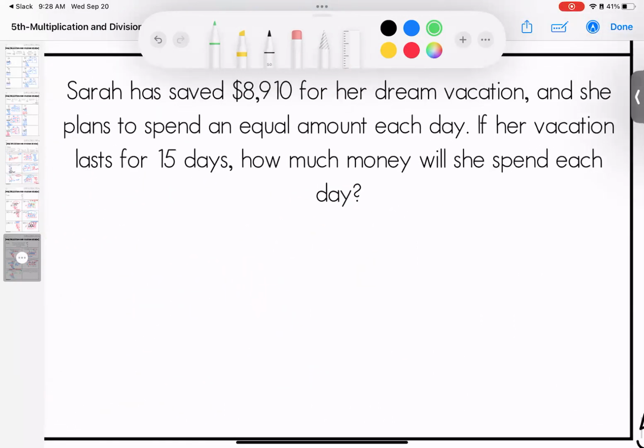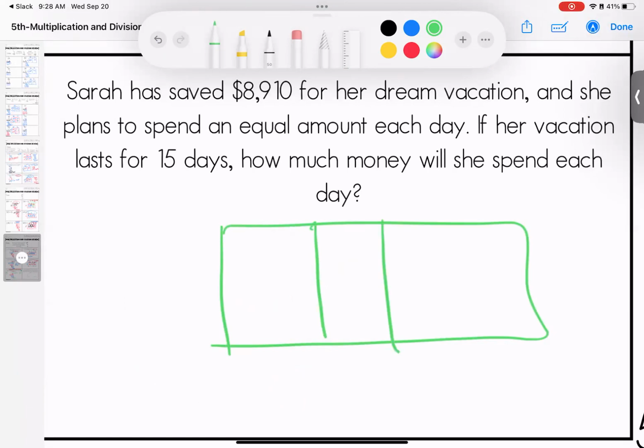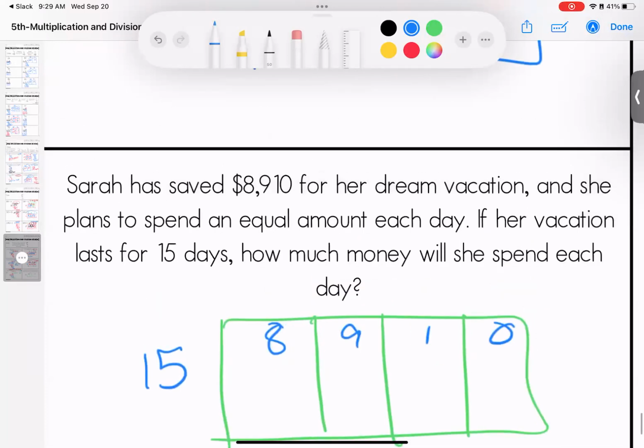All right, last one. My friend Sarah saved $8,910 for her dream vacation. I wonder where she's going to go. And she plans to spend an equal amount on each day. If her vacation lasts for 15 days, how much money will she spend each day? So let's set this up. And then let's go up top and do the same thing. We're going to write out our 15s.